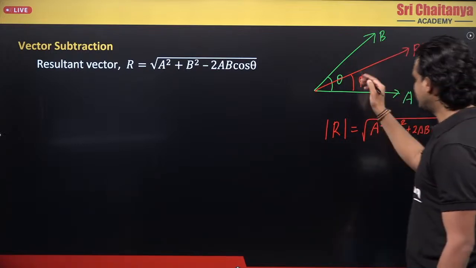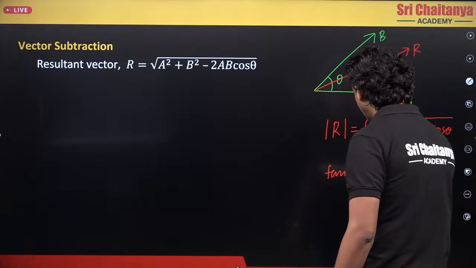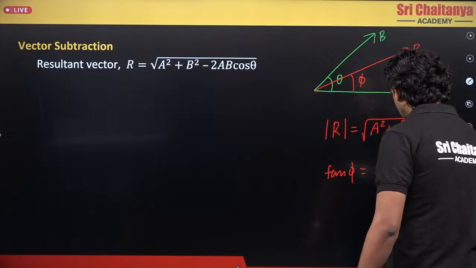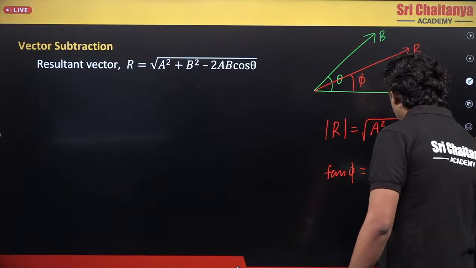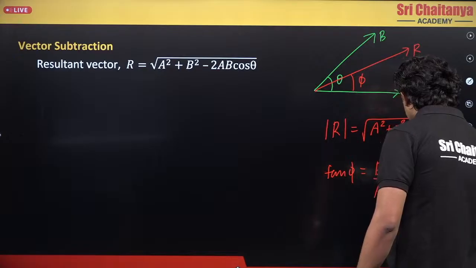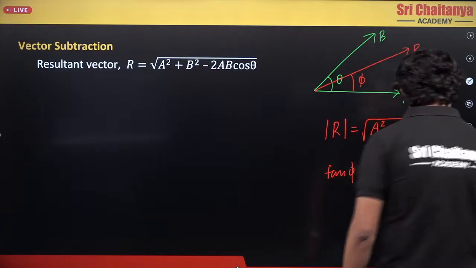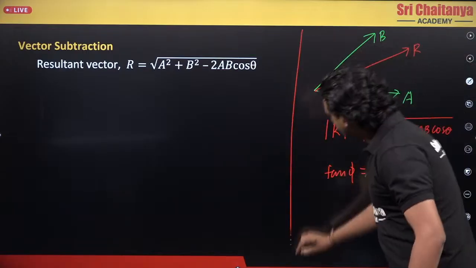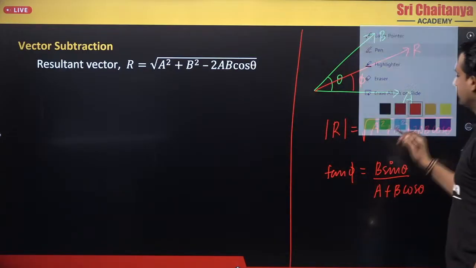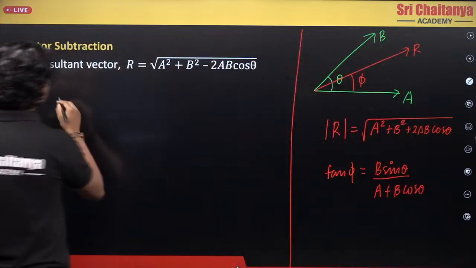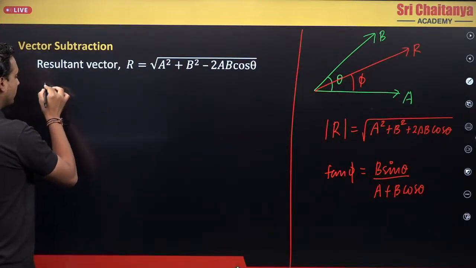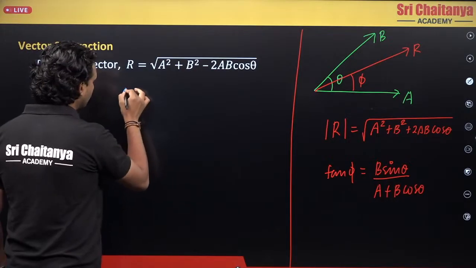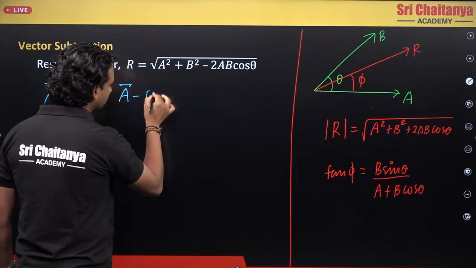Then the next, what is tan phi? The value of tan phi was equal to B sin theta upon A plus B cos theta. So this is what we had in our vector addition part. Now we will talk about vector subtraction. So what is vector subtraction? If I have two vectors, vector A and vector B, then vector subtraction will be equal to vector A minus vector B.